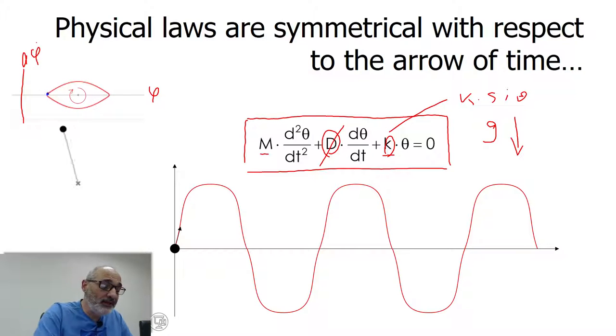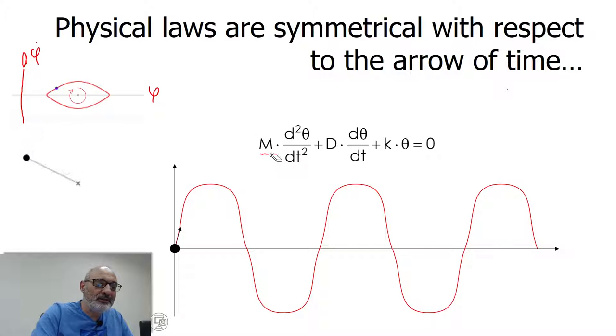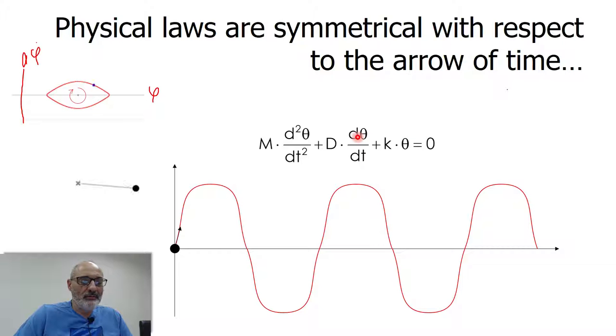But the point is, let me just erase all this stuff because it's going to be polluted. The point is, what do I mean when I say that the laws are symmetrical? In this situation, if we try to generate this graph here, or the movement, the angular position of the pendulum, theta, okay, we can start at t equals zero and start to integrate this equation. Okay, so we start here and we are able to reproduce this trajectory here.